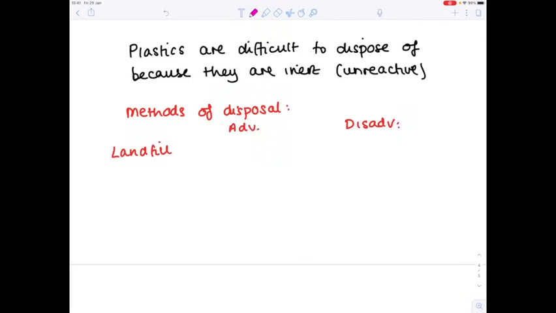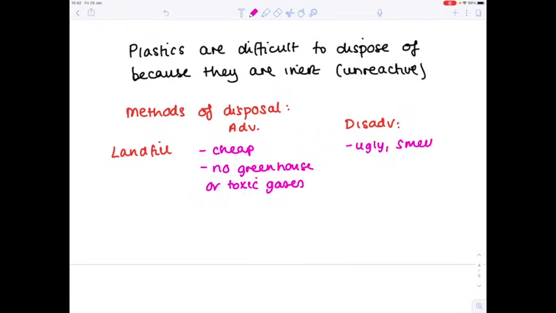Now, the advantage of using landfill is, first of all, it's cheap and that no greenhouse gases or toxic gases are produced. Disadvantages, they're ugly, smelly, noisy. No one wants to live close to one. They use large areas of land up and the waste will be there for thousands of years.